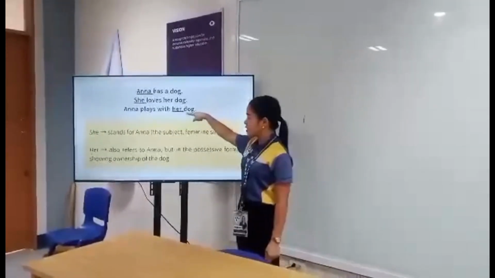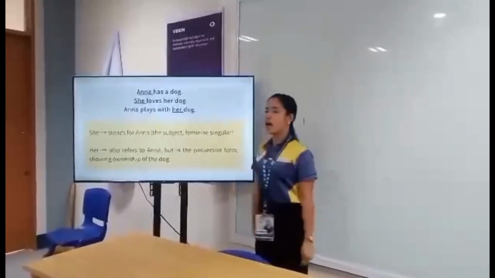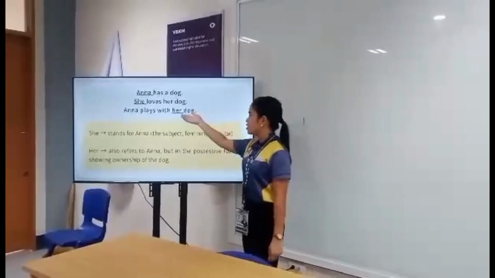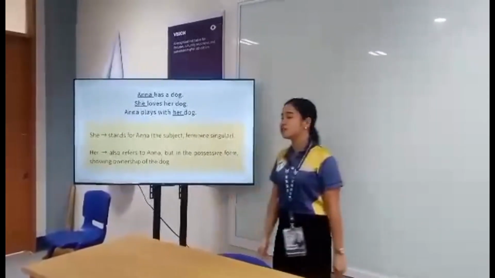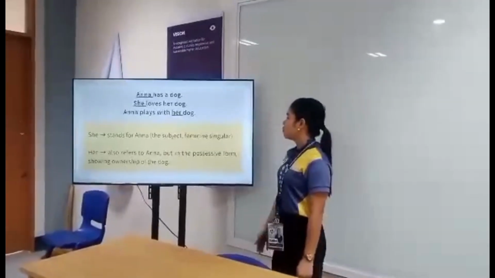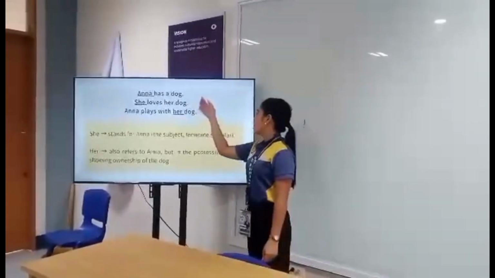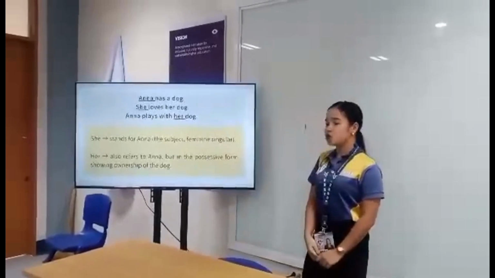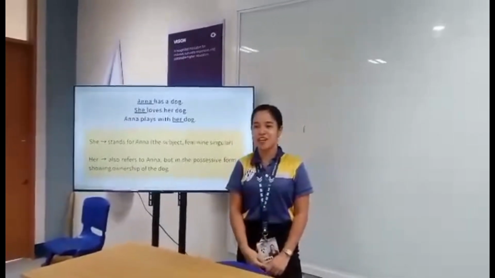And for the third sentence, the underlined word is her. So her also refers to Anna, of course, because Anna is our subject. But it is a possessive form showing the ownership of a dog.